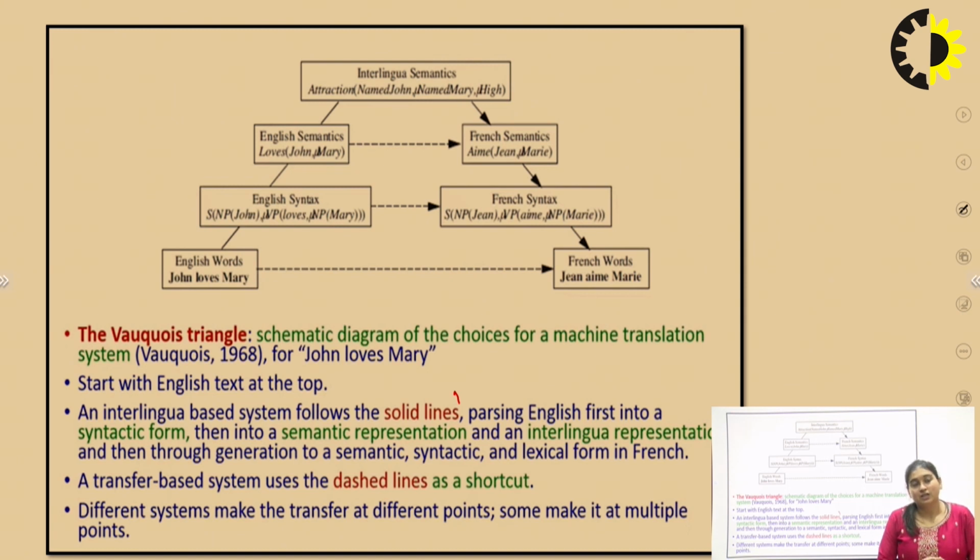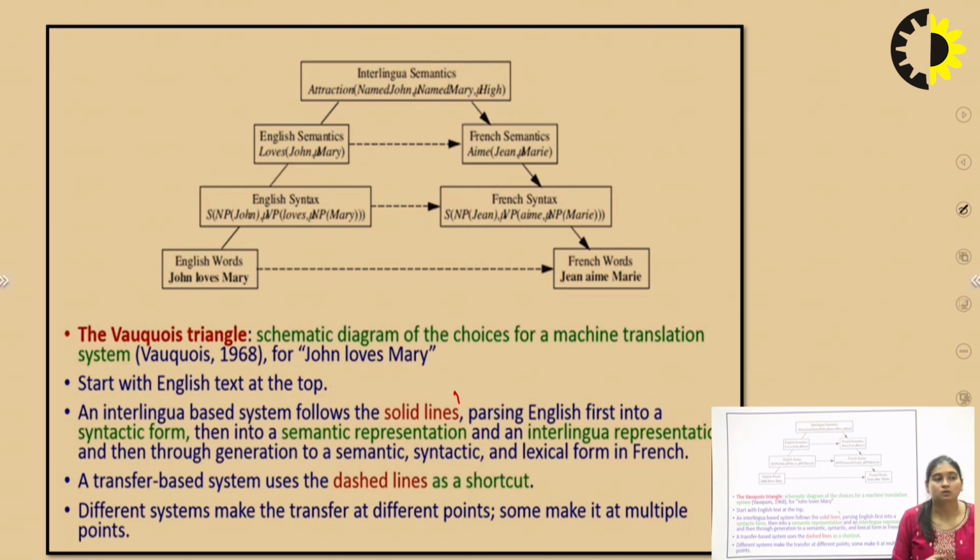So start with the English text at the top, and for the interlingua based system, follow the solid lines. As you can see here, these are the solid lines. So follow these solid lines, parsing English first into a syntactic form, and then we have to create the semantic representation, and then the interlingua representation. When we reach the interlingua representation of the English words, which we want to convert into the French language, then through generation to a semantic, syntactic, and lexical form in French, we are able to convert it.